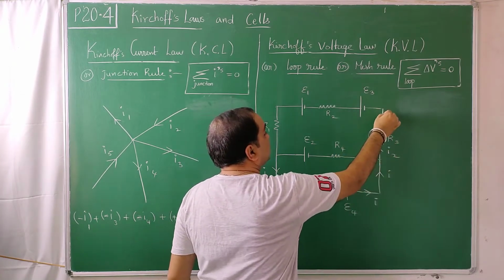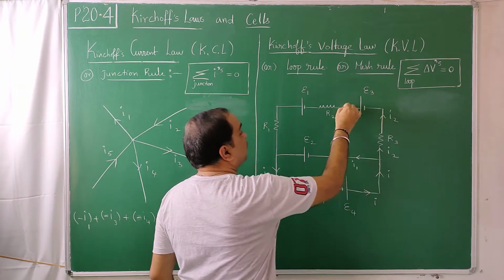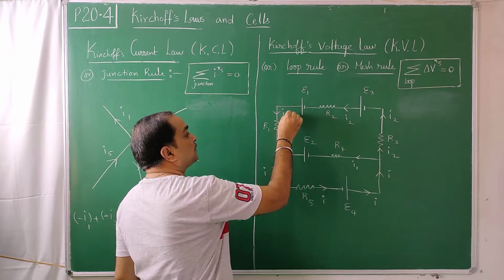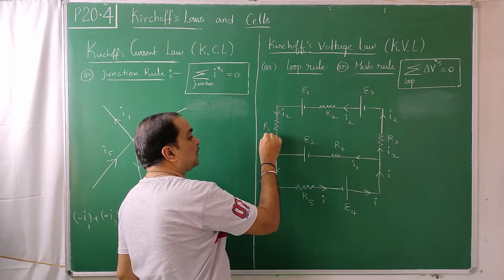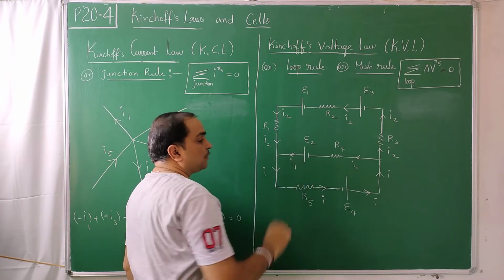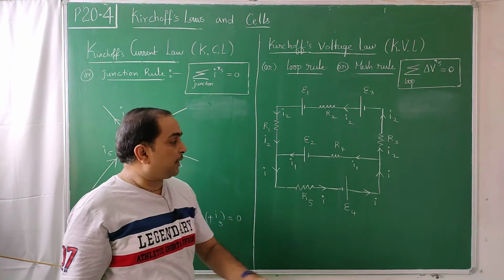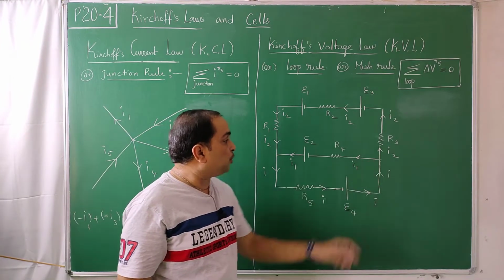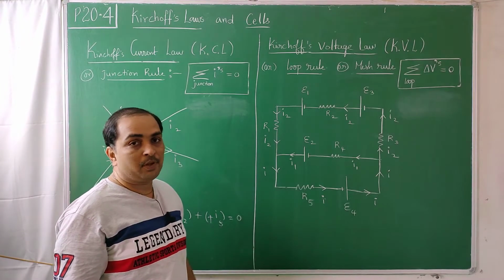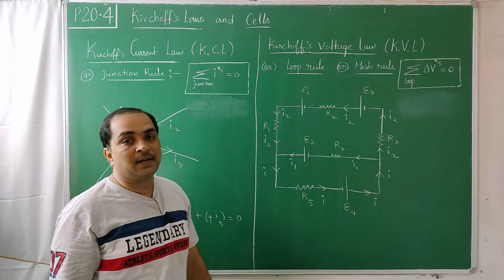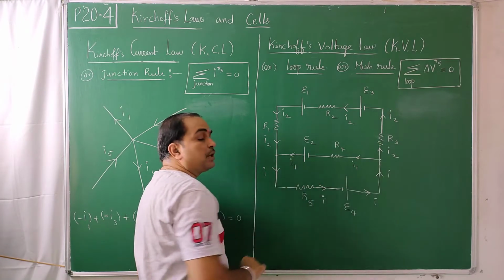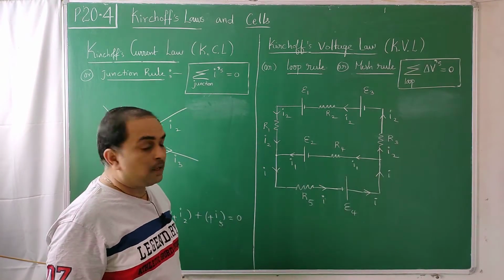I2 goes like this, and I1 comes like this. If you focus your attention, I splits into I1 and I2. I1 and I2 reunite to give back I. So you already used charge conservation unknowingly at this junction and at this junction. That means you used Kirchhoff's current law.